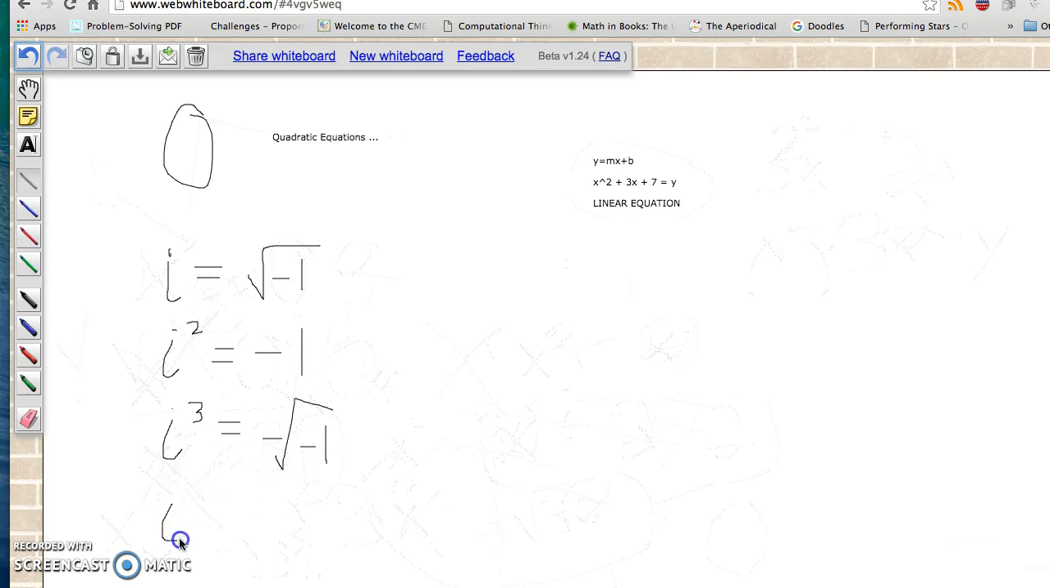And then i to the 4th power is equal to -1 times -1, which is just 1. So you've got to understand, that's kind of what it's saying.